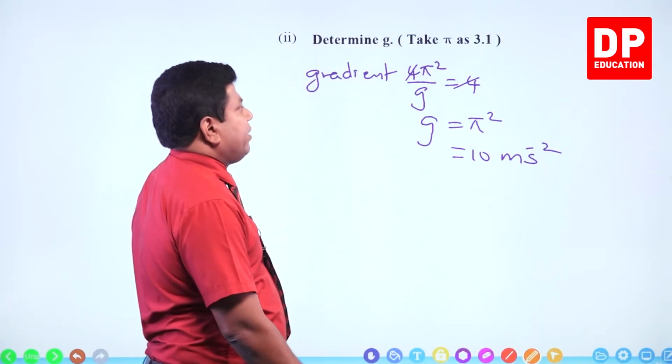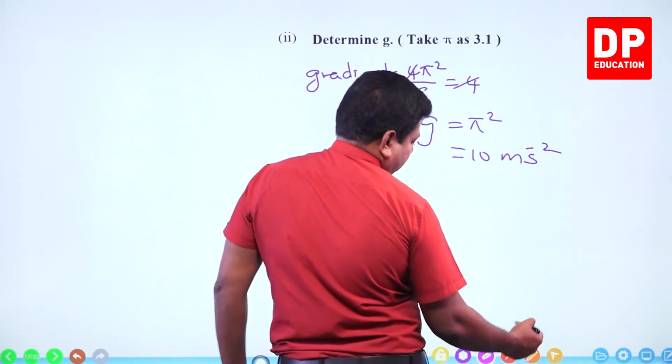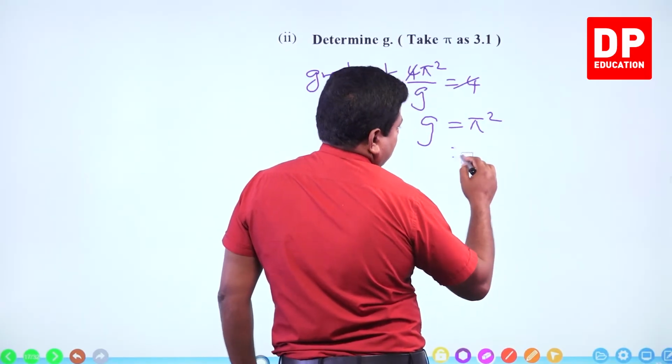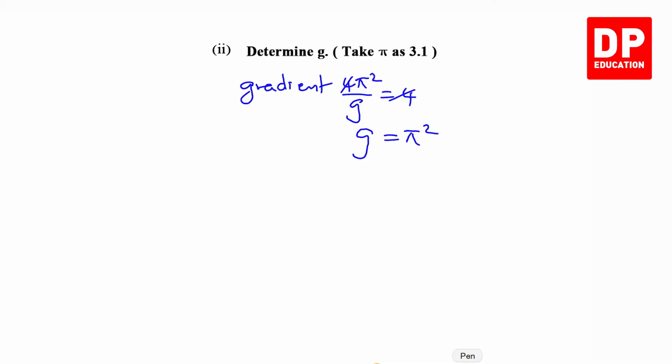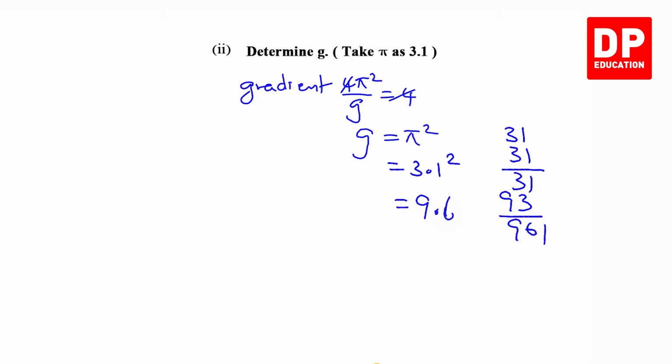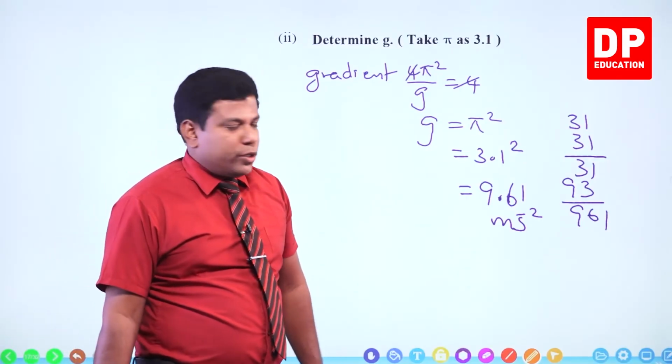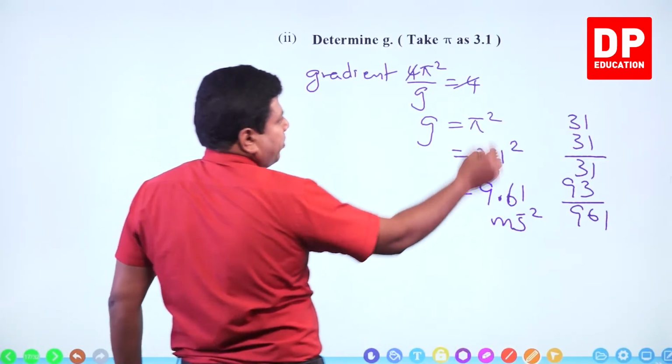Which is approximately, they said take pi as 3.1. Wait. 3.1 squared. 31, 93, 961. 9.61 m s to the minus 2. 9.61 m s to the minus 2 is what you get. Careful, they said take pi as 3.1.